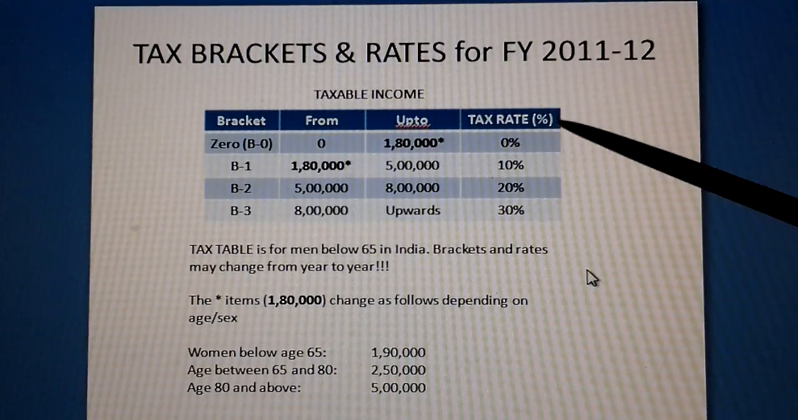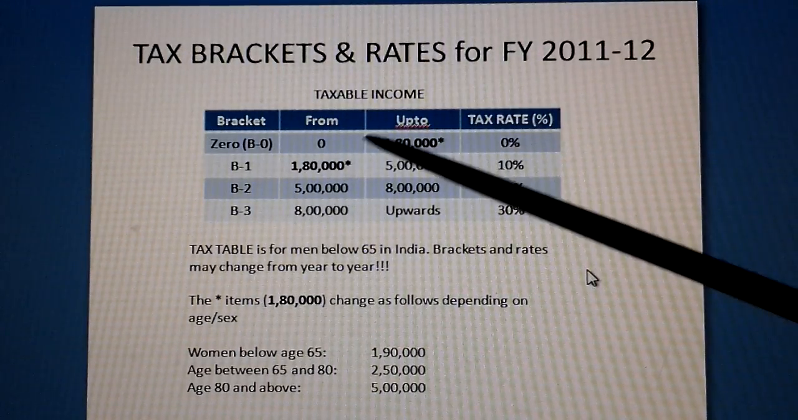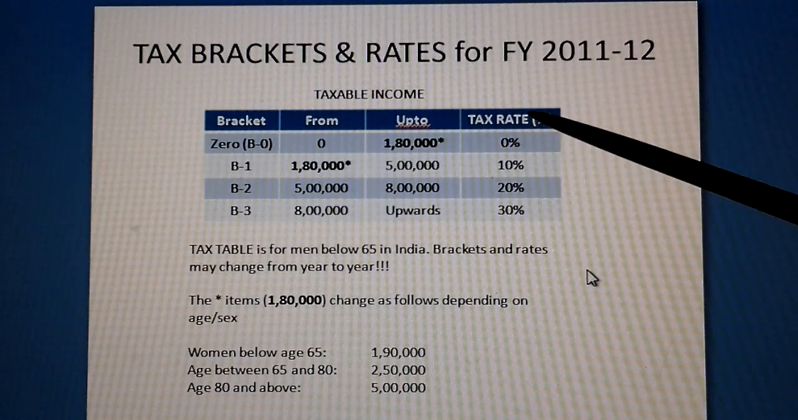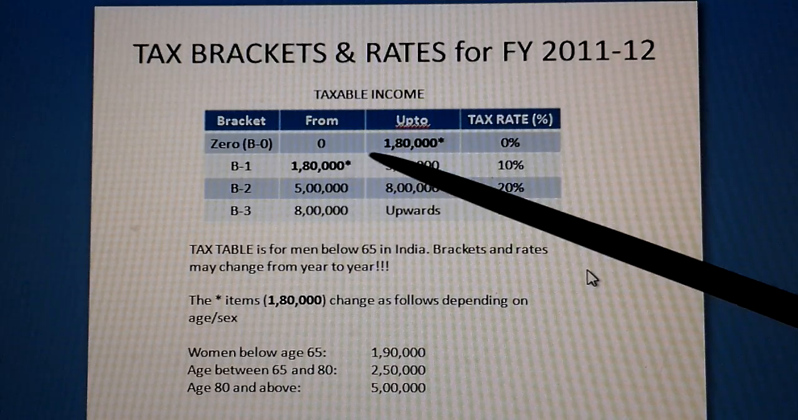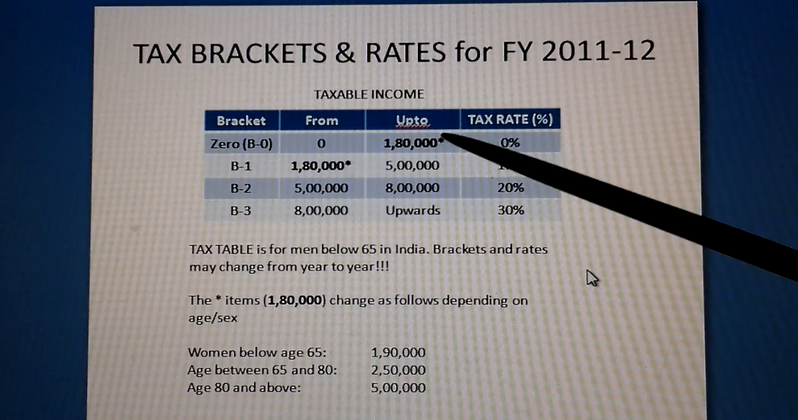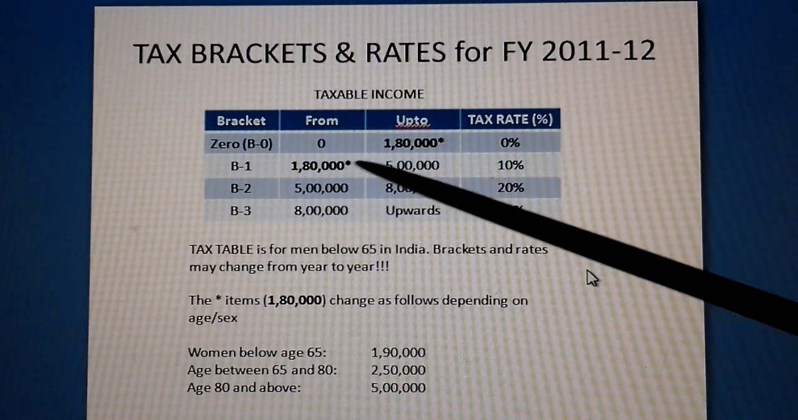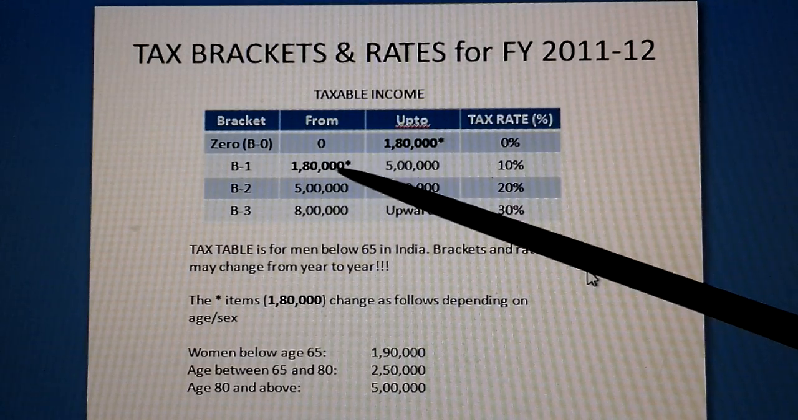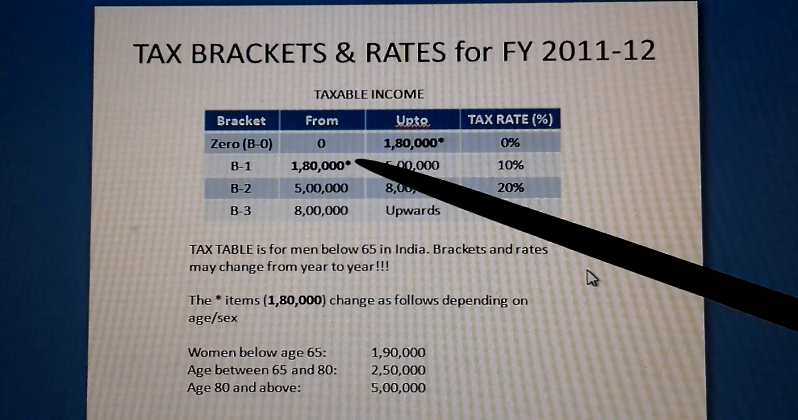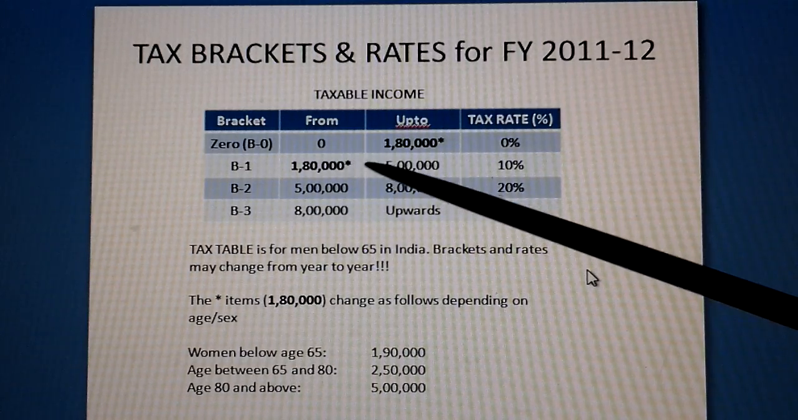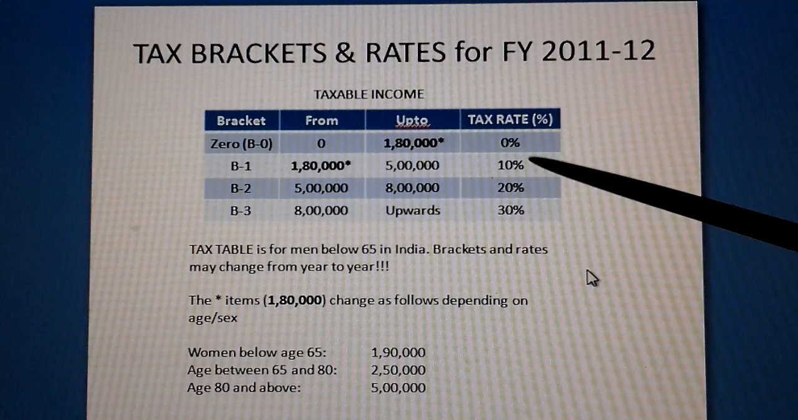Now, what do we mean by incremental tax rate? Basically, it means that for the first 1,80,000 you pay 0. Now, suppose your income was a little more than that. Suppose it was 2 lakhs. You would then pay nothing for the first 1,80,000, and since you fall into the second bracket, B1 here, you'd see the excess over the 1,80,000, the 20,000 rupees. On that you would pay 10%.